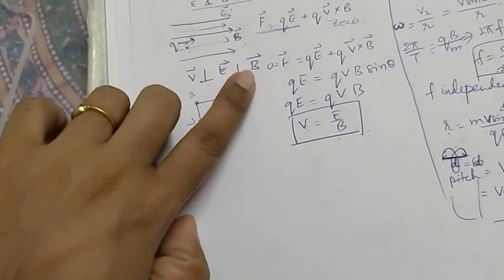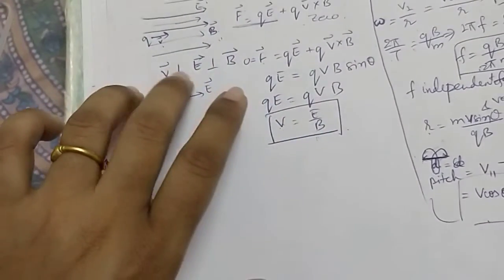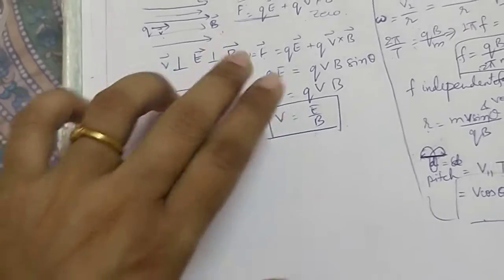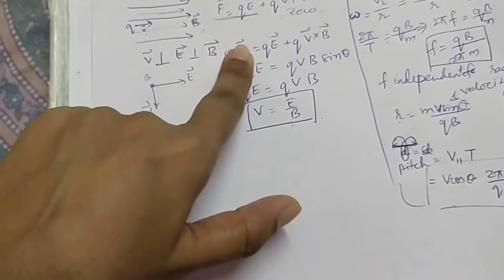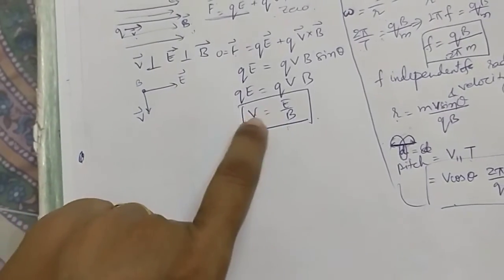So I am saying that when these three are mutually perpendicular to each other, every time we don't get a special case. Only if these three are mutually perpendicular to each other such that the net force becomes zero, then we get this condition V is equal to E by B.